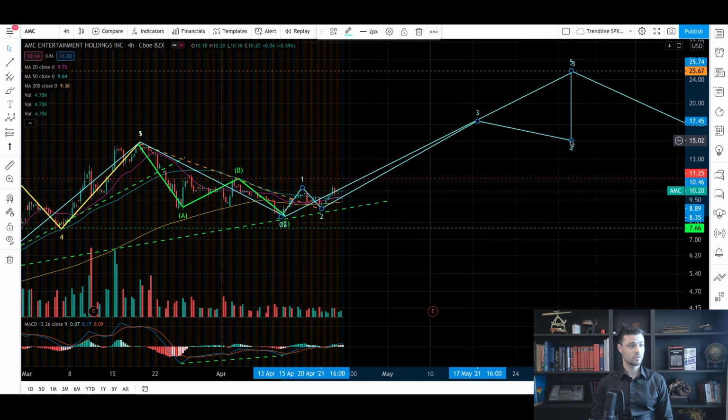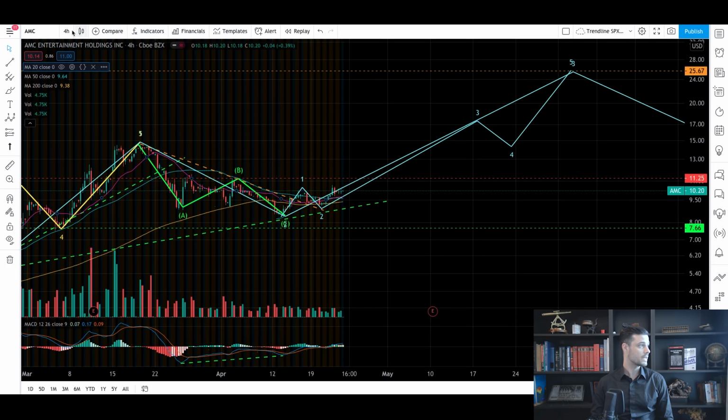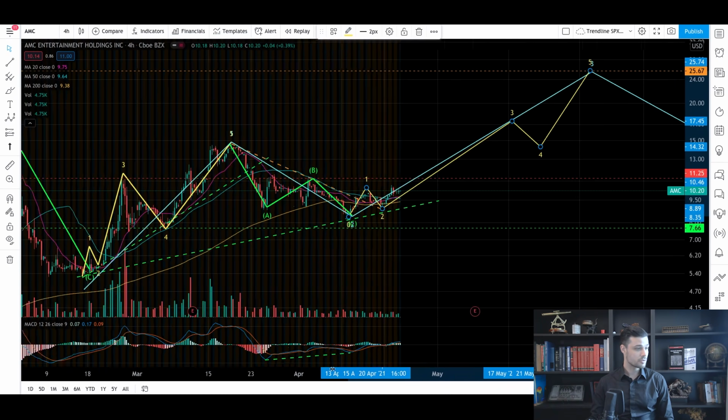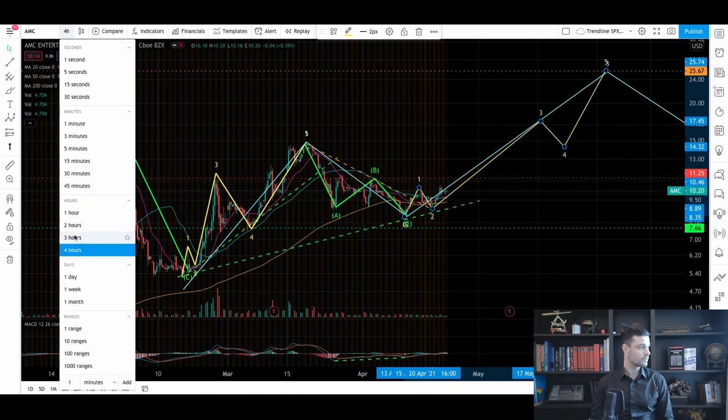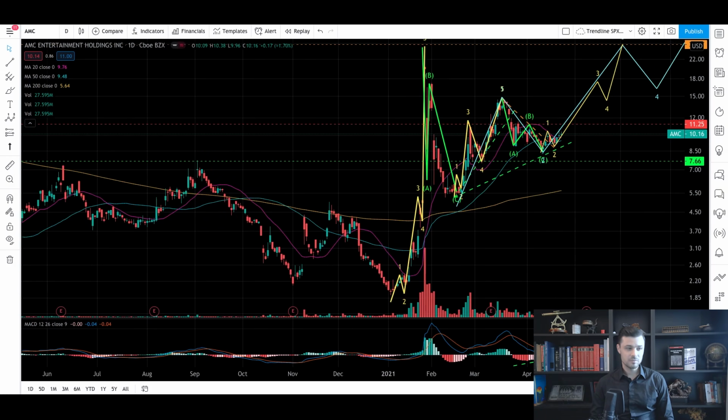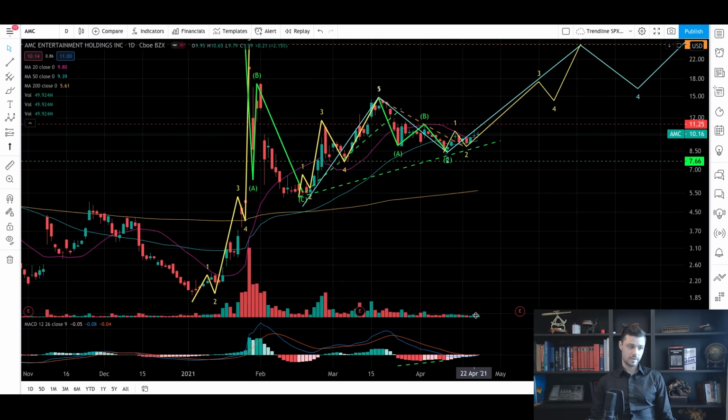The third waves are usually very impulsive, very long. So this is the only thing that I'm missing here. I'm missing some volumes, guys, because usually during third waves, you can see an increase in volume. And here, if I go on the daily time frame to check the volume, I can see that the volumes are slowly picking up. All right, slowly.